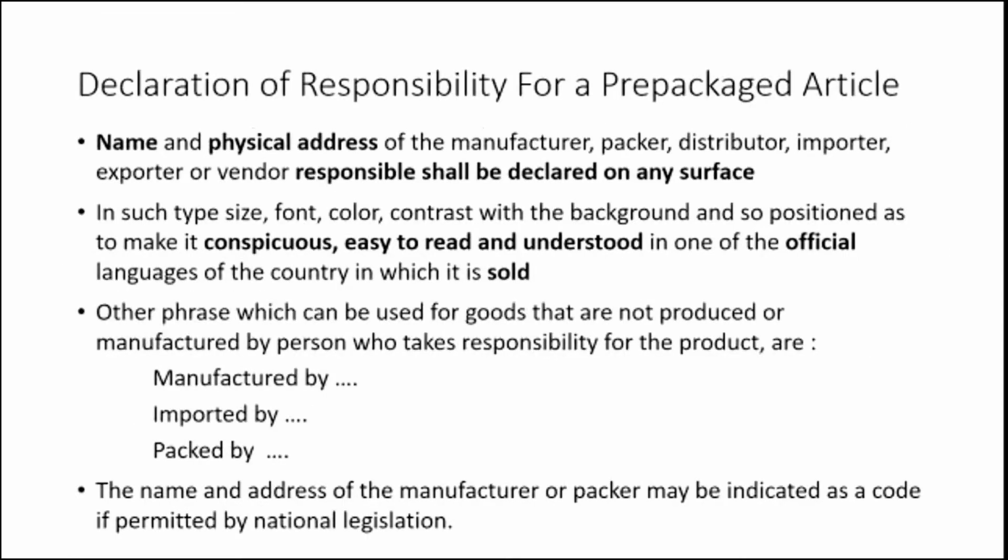Now we continue with declaration of responsibility for a prepackaged article. It should have name and physical address of the manufacturer, the packer, the distributor, importer, exporter or vendor responsible, and shall be declared on any surface. So declaration of responsibility does not have to be put on the principal display panel, but it could be on the side or at the back part of the package. Okay, you can put it anywhere as long as it is conspicuous, easy to read, and understood in one of the official languages of the country in which it's sold. Okay.